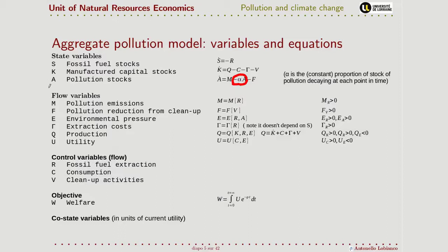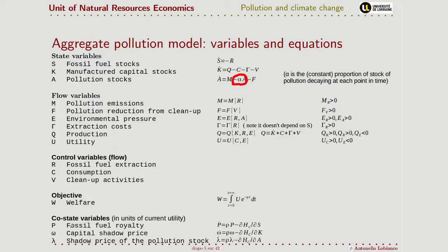For each state variable, we have one co-state variable, so we will have what we'll interpret as the fossil fuel price, the capital shadow price, and then a new shadow price, which is the shadow price of the pollution stock. And I'm asking you, what do you think is the sign of this shadow price? Well, pollution doesn't create a benefit. It creates what we call a malus. It creates a damage. So it is somehow intuitive that its shadow price will be negative. The less we have, the more benefit we have. And these are the equations of motion of the co-state variables.